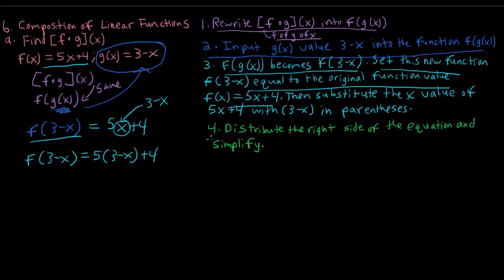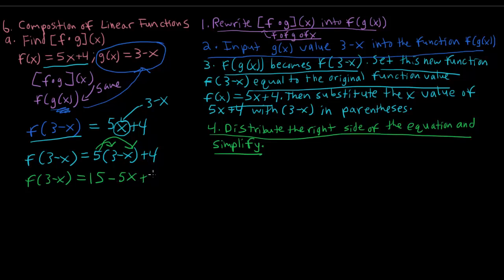Then the last step, we just want to distribute the right side of the equation and simplify. So to distribute this, we multiply 5 times 3 and 5 times negative x. So f of 3 minus x equals 15, 5 times 3, and 5 times negative x is negative 5x, plus 4. Keep simplifying: 15 plus 4 is 19 minus 5x, and that's your solution. The solution is f of 3 minus x equals 19 minus 5x.